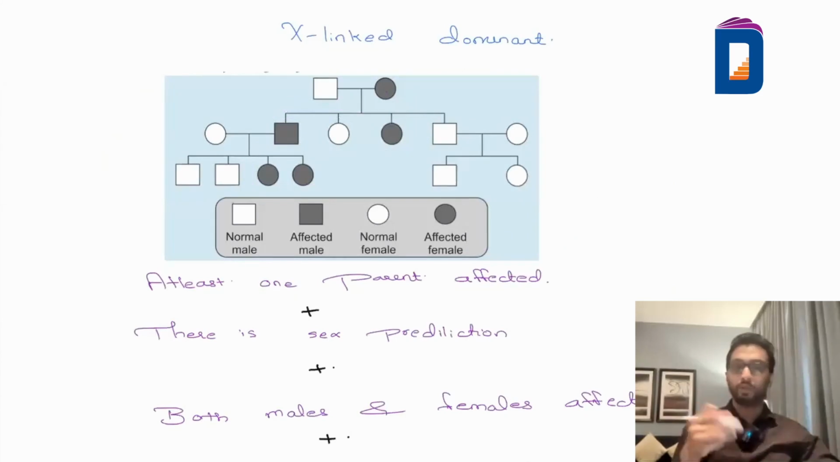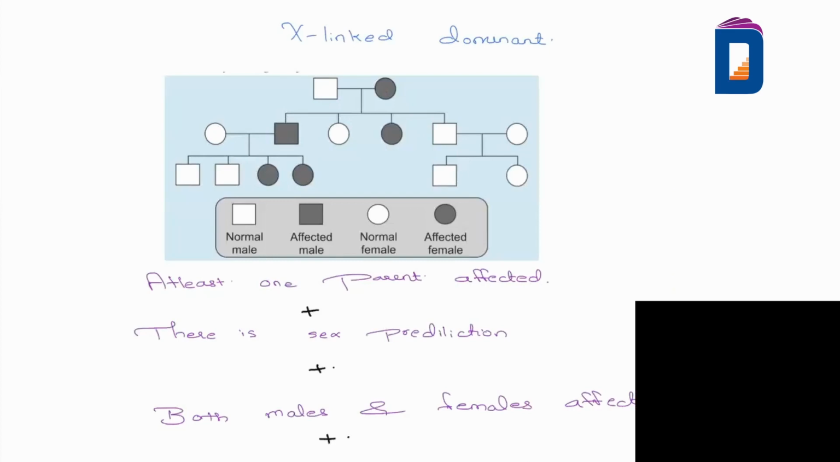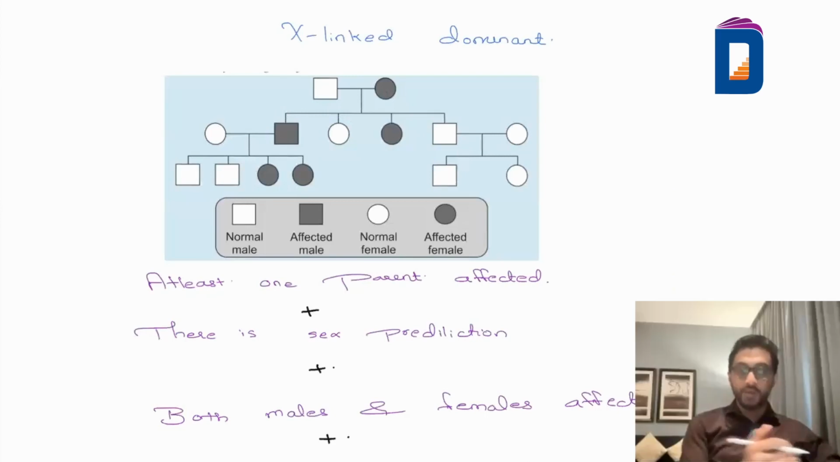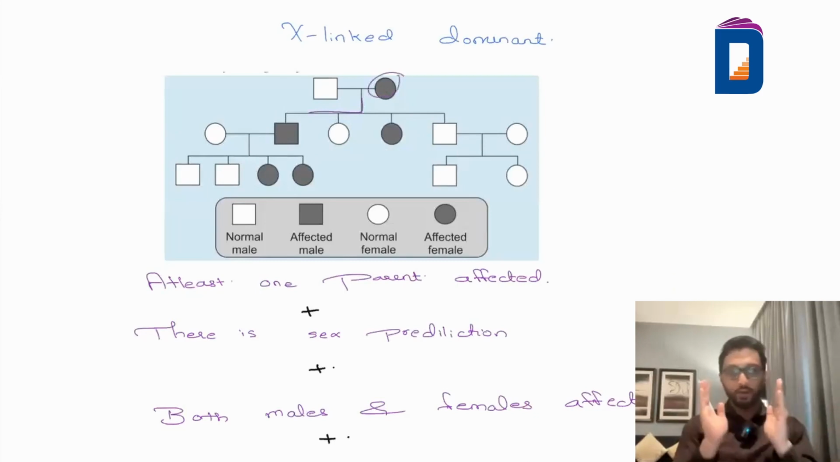Now, if there is sex predilection, what is the next option? Are both males and females affected, or only males affected? In this case, yes, both females and males are affected. So that's how you analyze. Though I have given you a direct answer, that we already got that it's X-linked dominant, and we analyzed in that way.